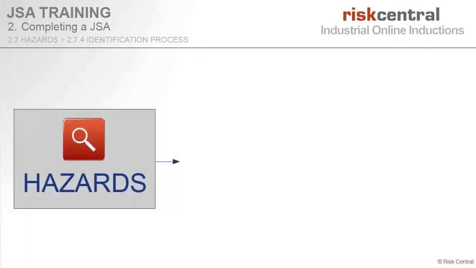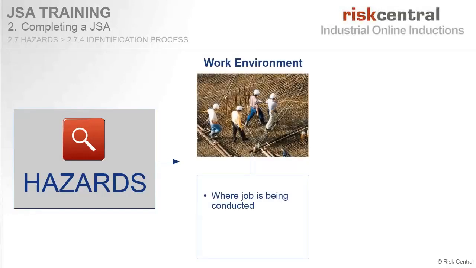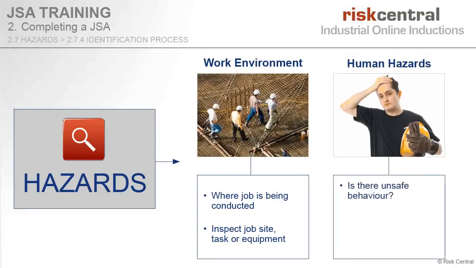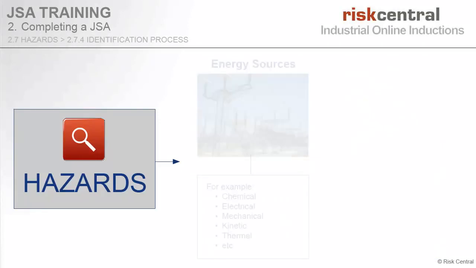The hazard identification process must consider the actual work environment where the job is to be conducted. This normally requires an inspection of the job site, task or equipment. Human hazards, potentially unsafe acts, behaviours and oversights by personnel. Can equipment be used incorrectly? Can workers take shortcuts? Can workers deviate from the correct job procedure and so on?